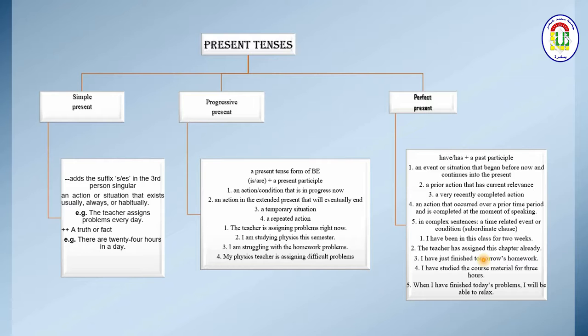The present tense: simple present, progressive present, and perfect present. We have three types. For the simple present, we add s or es in the third person singular, while the rest, the main verb, stays as it is. It is used to express an action or situation that exists usually, always, or habitually, normally, in the present moment.